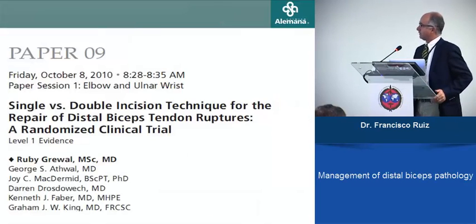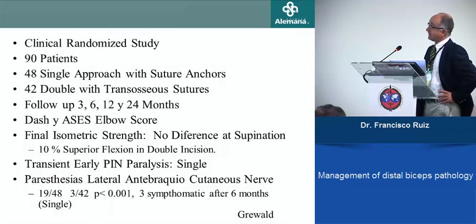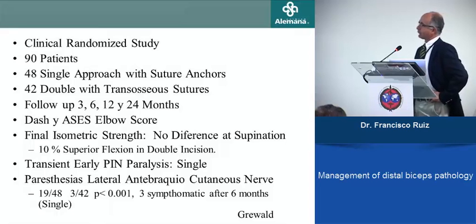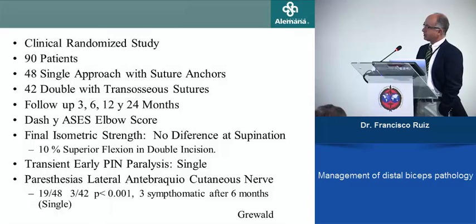This is a very nice paper of Ruiz that makes a comparison between single and double incision techniques. They showed us 90 patients, 48 of the patients underwent a single approach with suture anchors, and 42 of these patients underwent a double approach with transosseous sutures. They made a follow-up almost to 2 years with the DASH and ASES elbow score. And what did they find?